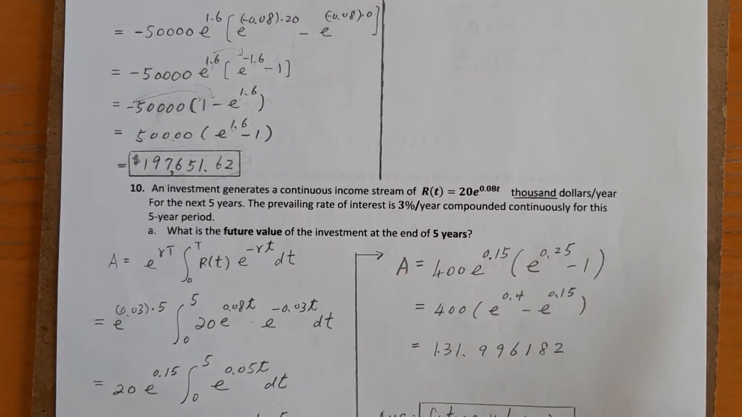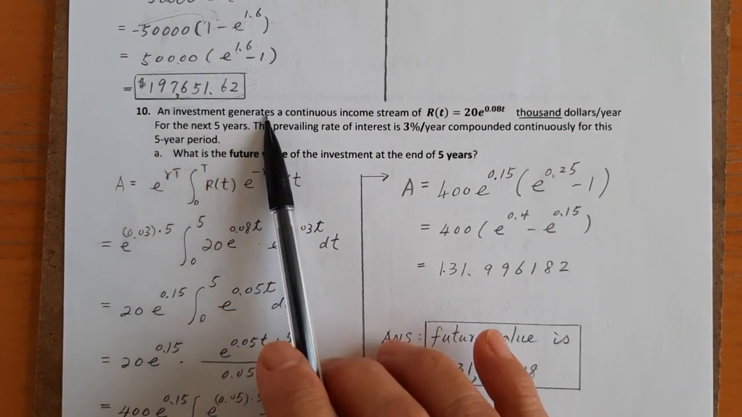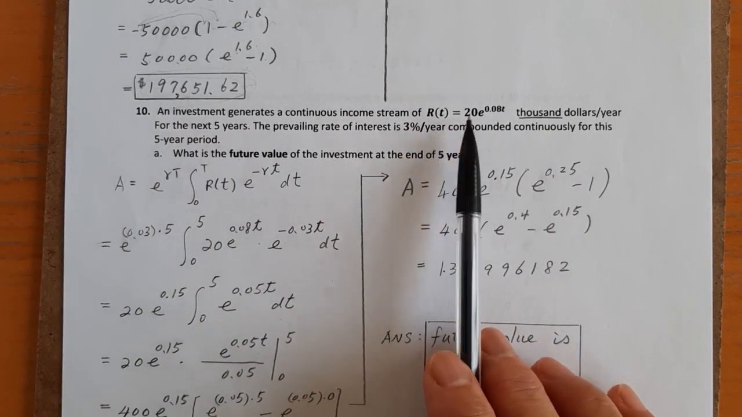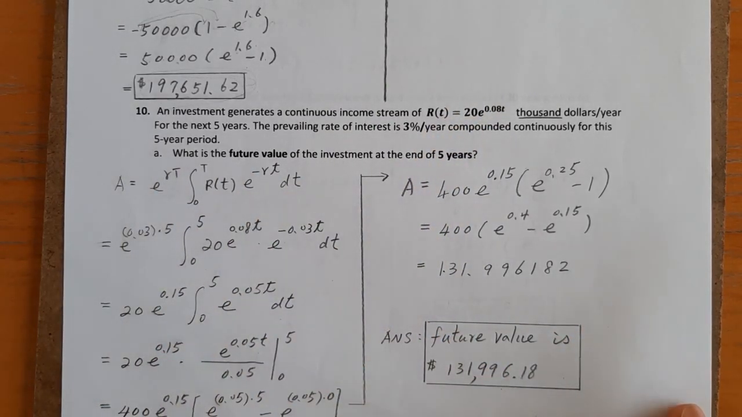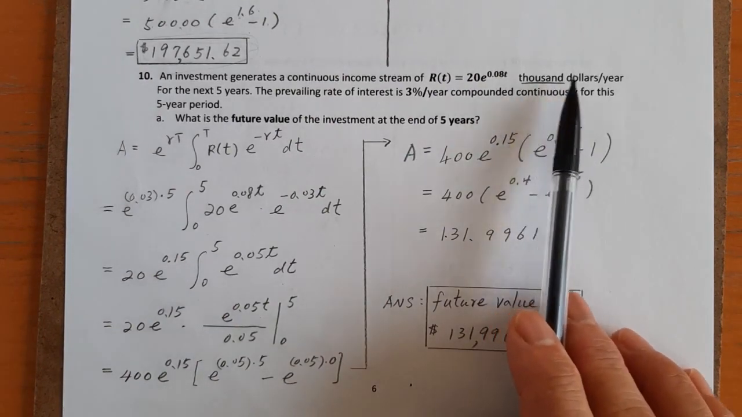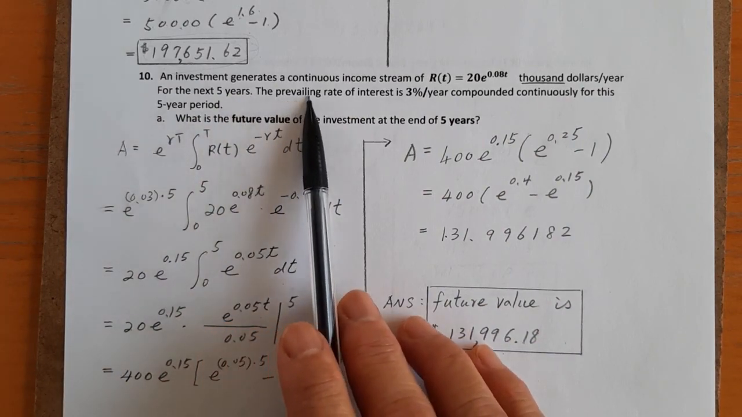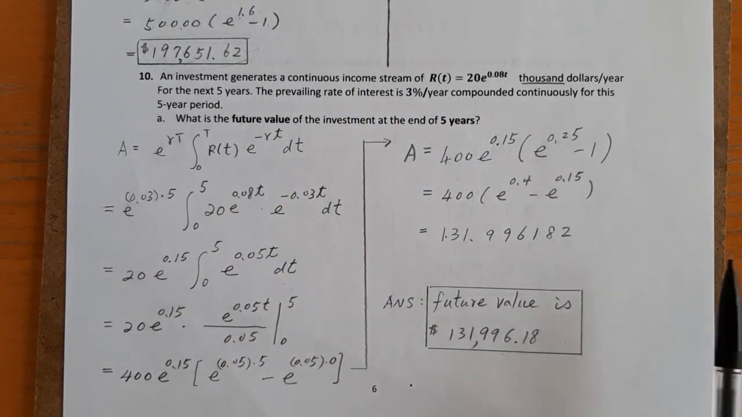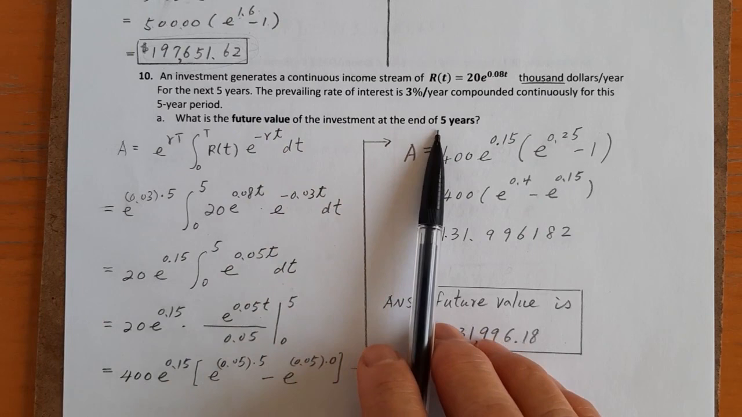Question 10. An investment generates a continuous income stream of r(t). Now this is not constant. We have to definitely use this formula. It is $1,000 per year for the next 5 years. The prevailing rate of interest is 3% per year, compounded continuously for this 5-year period. A: what is the future value of the investment at the end of 5 years?